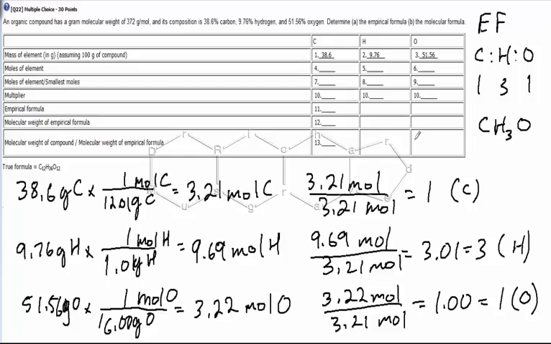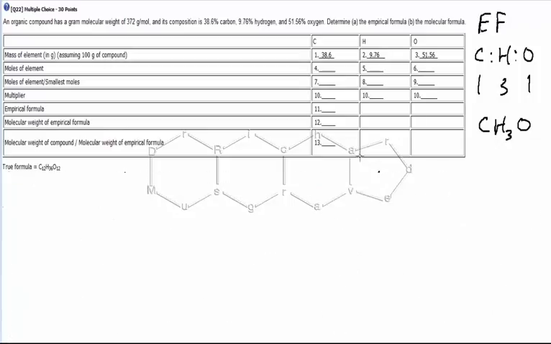The next thing we need to do is figure out the true formula for the compound, so I'll get rid of all this. The way we'll handle this now is that we will figure out the weight of the empirical formula, which is 12 plus 16 is 28, plus 3 is 31. So the mass of CH3O is 31 grams per mole.